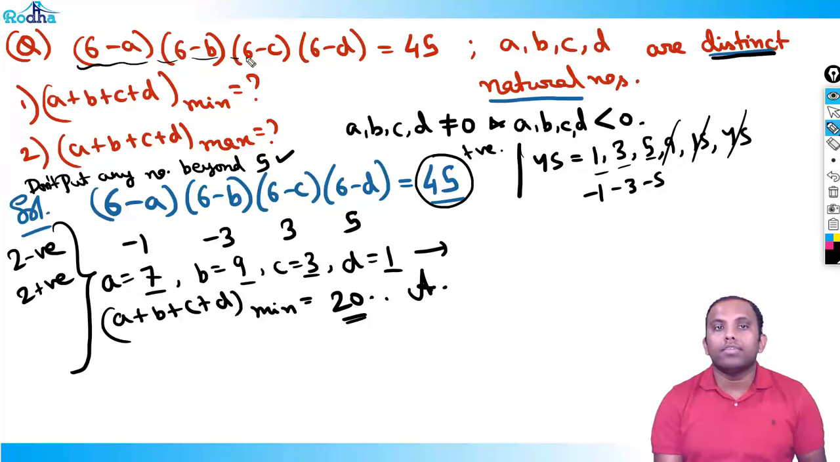The product is constant, and the sum is minimum when the numbers are equal or as close as possible. Since they are distinct natural numbers, they can't be equal. So keep them as close as possible, right? So -1, -3, 3, and 5.